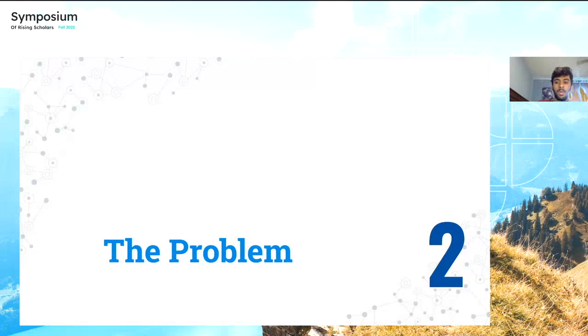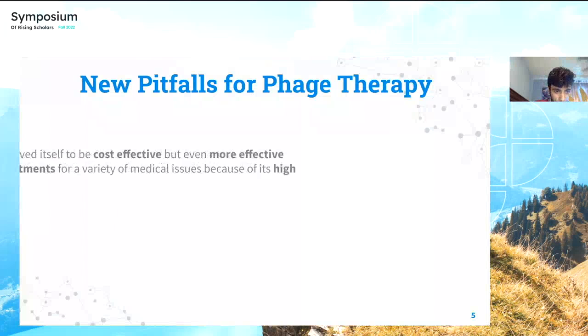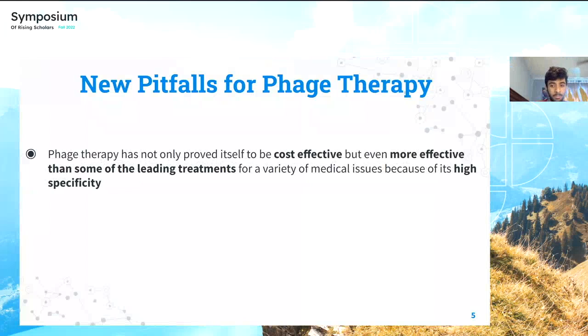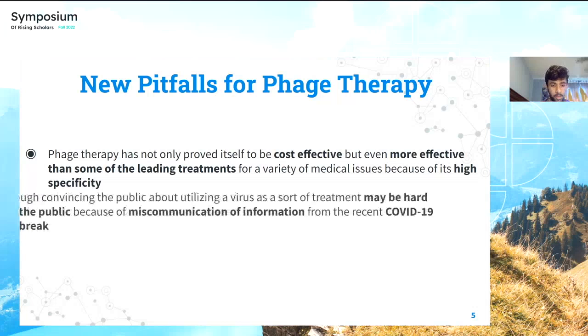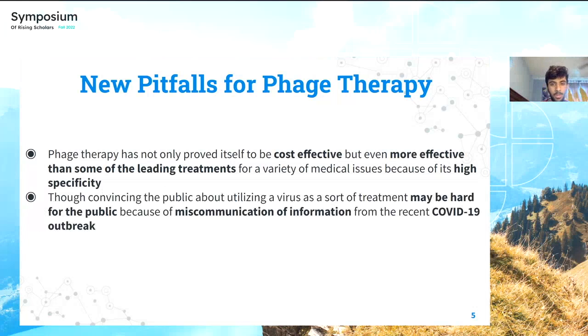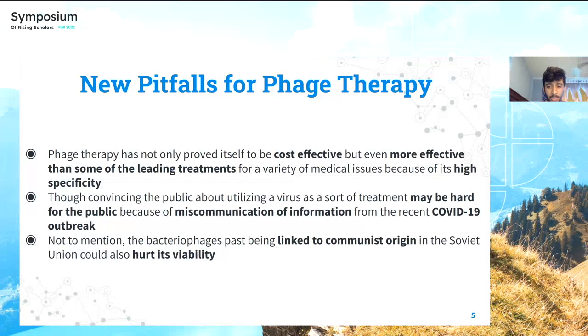So this leads into my actual research, which is the problem. Even though phage therapy is cost effective, like I said before, and can be more effective than some of the leading treatments now, and has very diverse functions, there is an issue, because it may be hard for people to try and take it, especially with its connotations of being a virus. With the recent pandemic, many people would jump to the idea that all viruses are bad, and miscommunication was being spread, and many people weren't willing to take the vaccine because of false claims being spread. Not to mention that bacteriophages have an unfortunate link to communist origin, since they were developed early on in the 1920s in the Soviet Union, which can further hurt its viability.